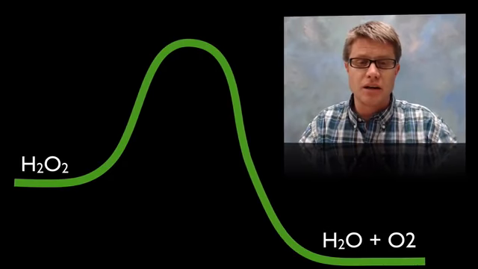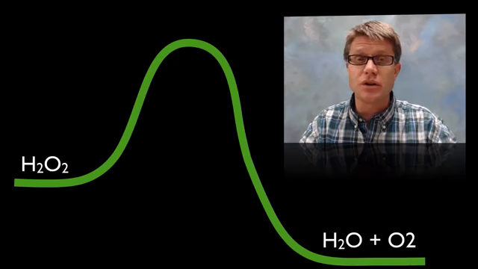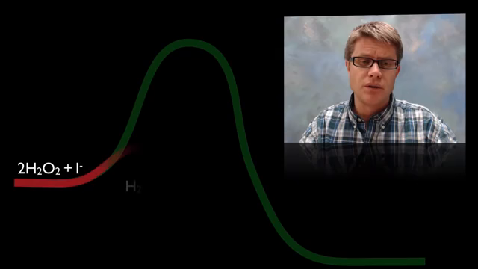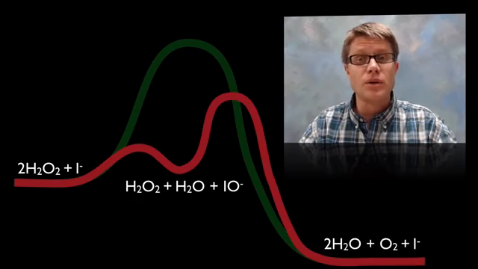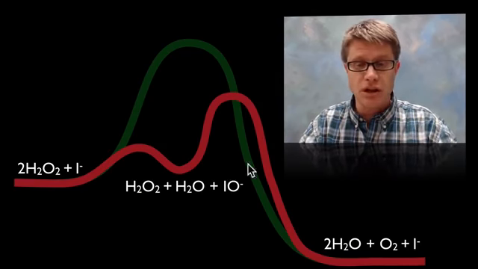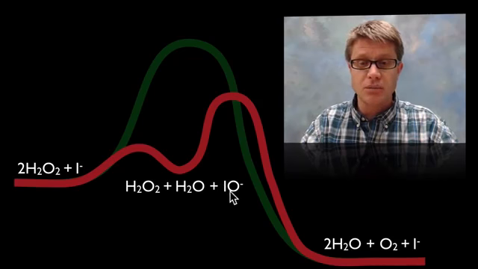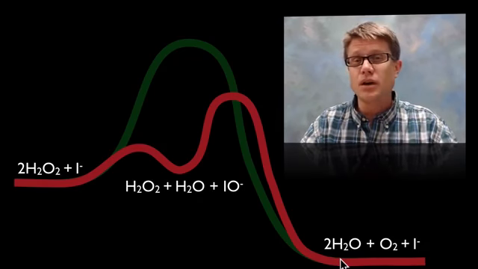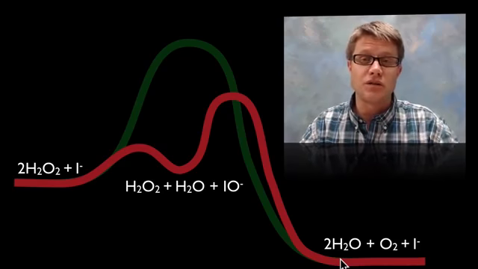Well, what does that look like on an energy profile? This would be our original energy profile. We got reactants on one side, products on the other. But if we look at this two-step process, what we're doing is we're actually lowering the overall activation energy by doing two steps. In the first step, we're freeing up that oxygen, then we're bonding it to the other hydrogen peroxide to make water. And so we've lowered the overall activation energy of that reaction.